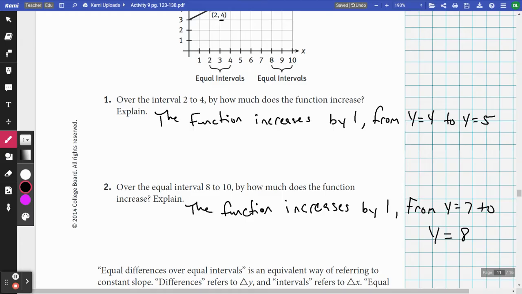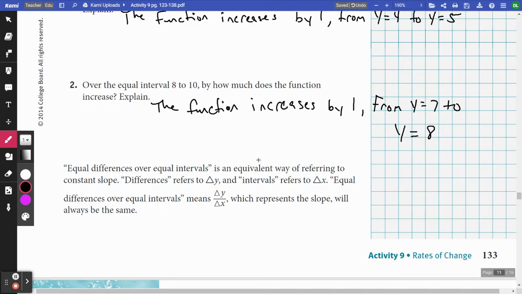Equal differences over equal intervals is an equivalent way of referring to a constant slope. The differences refer to the delta y, and the intervals refer to the delta x. Equal differences over equal intervals means the change in y over the change in x, which represents slope, will always be the same.